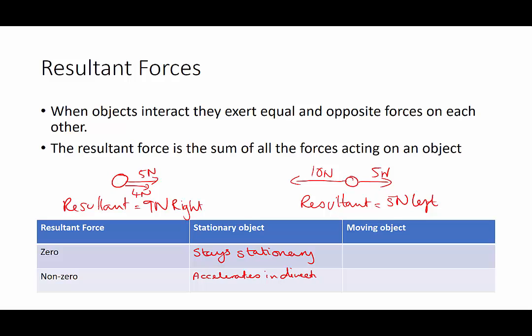By contrast, if we have an object that's already moving, then if there is zero resultant force, it is going to stay moving at exactly the same speed. It doesn't need a force to keep moving, okay? So a zero resultant force, it stays at a constant speed. If we have a non-zero resultant force, then it's either going to accelerate or decelerate depending on whether the force is in the same direction as the motion or in the opposite direction.